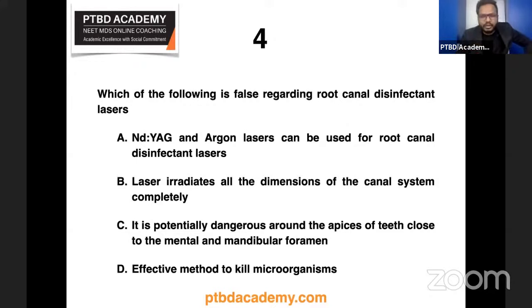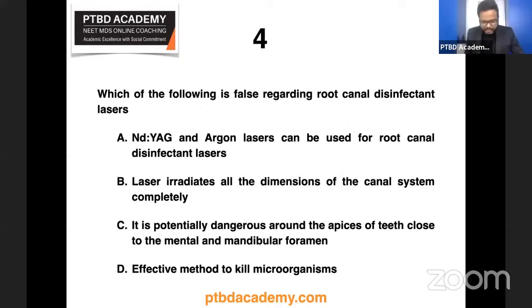So which one do you think is false or the odd one out? Try answering this question. In the meantime, we have a lag of 20 seconds. In the meantime, let me review some literature related to lasers. So first and foremost, laser: light amplification by stimulated emission of radiation. It's a very interesting concept. So, disinfection of root canals. You can refer to page number 527 if you're interested.